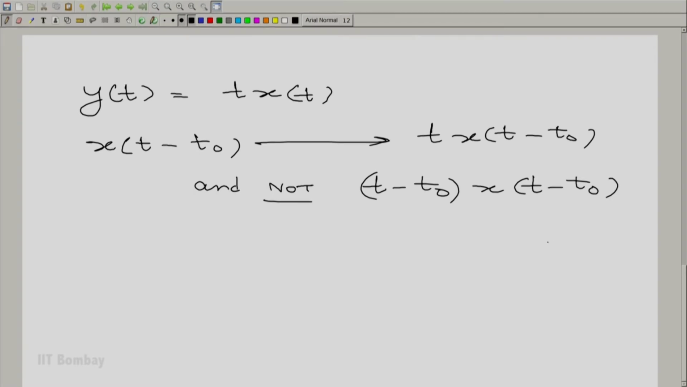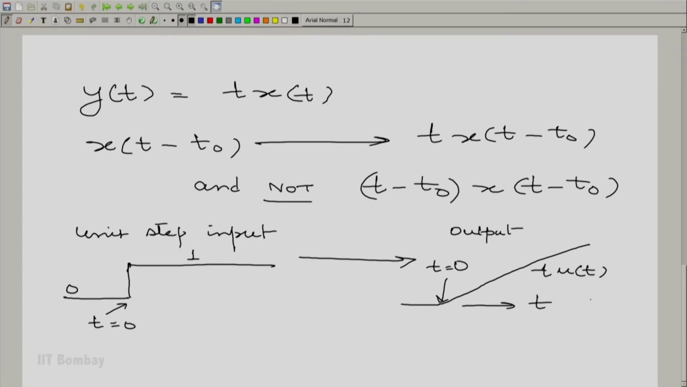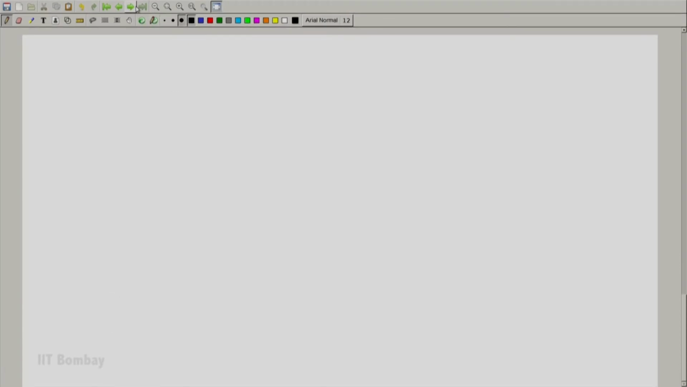Now, let me give you an example. Let us take that very unit step input. So, we give the unit step input to the system, 1 for t greater than or equal to 0 and 0 for t less than 0, and query what the output is. The output is of course a ramp, as we saw. So, from t equal to 0 onwards, it gives you t times u of t, essentially a growing straight line. Now, let us see what happens if you gave it, for example, u of t minus 1, unit step shifted by 1 forward.